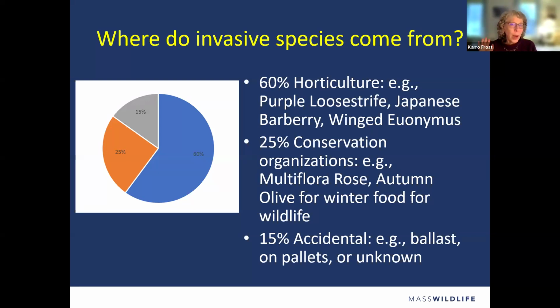My organization, Mass Wildlife, really guilty of spreading some of these. Multiflora and autumn olive were given out to people who were hunters. You know, plant these, these would be good winter food for wildlife. Not so good anymore. And some of them probably came in accidentally via ballast or on pallets, or we're not entirely sure how these things have gotten here. But with the world trade moving around the way that it does, it's not hard for something that's slightly invasive to get moved into our area.